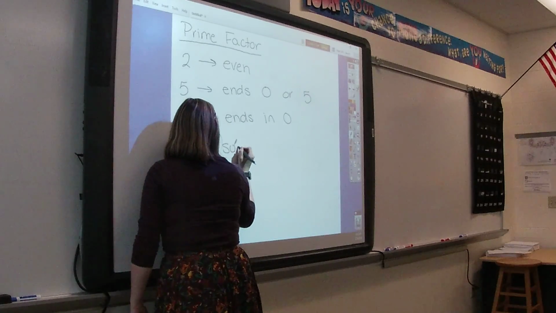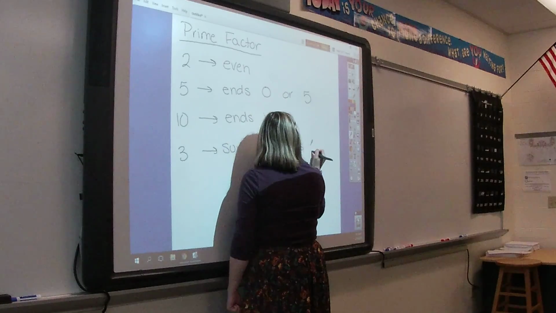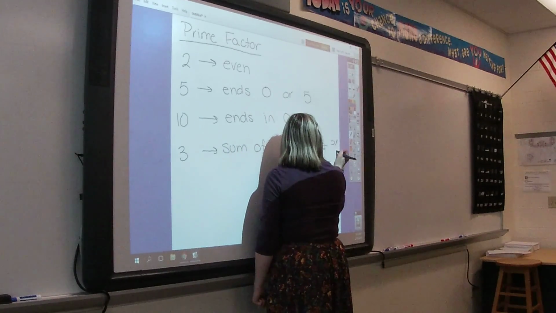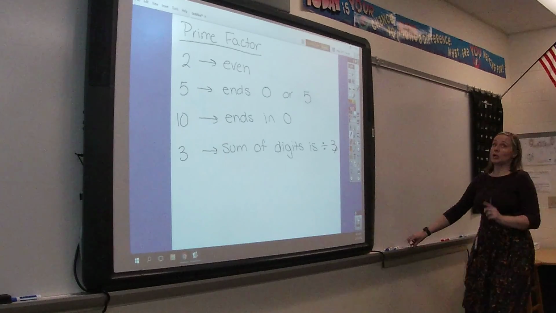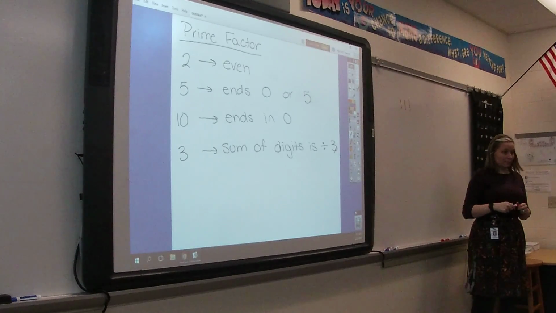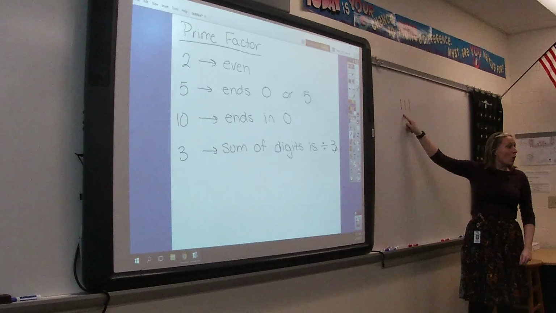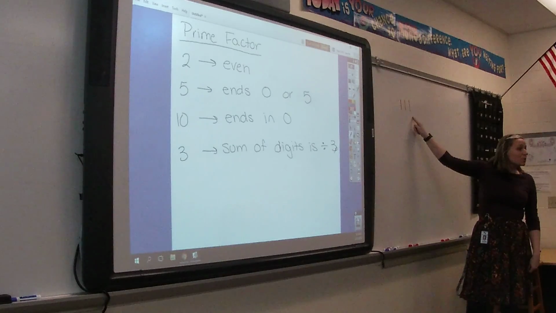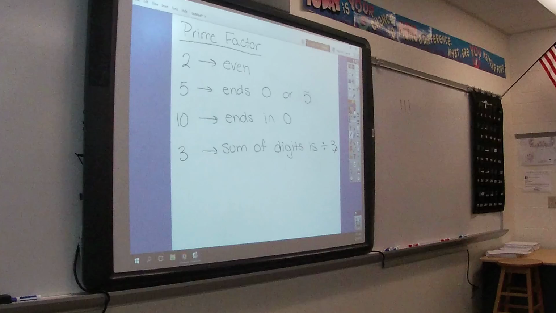Into multiples of 3. I should say can be, but I don't want to write out divisible. The sum of the digits will be divisible by 3. So, for example, 111. 1 plus 1 plus 1 is 3. Is 3 divisible by 3? Yes. So 111 is divisible by 3.